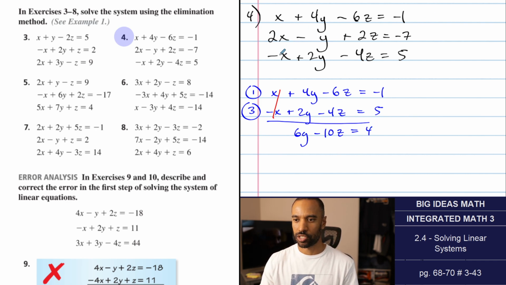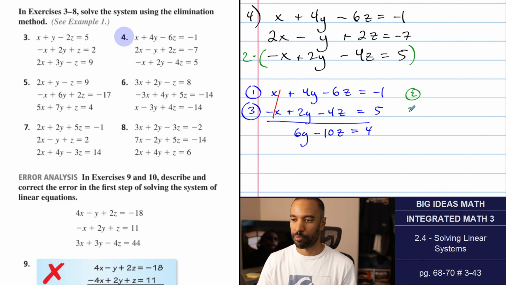Now let's eliminate x in another way. Let's take the bottom equation and multiply it by 2. So now we can eliminate it with the second equation. All right. So yeah, you need 2 bits of information for this thing to work. Didn't really give myself enough room again. 2x minus y plus 2z equals negative 7.